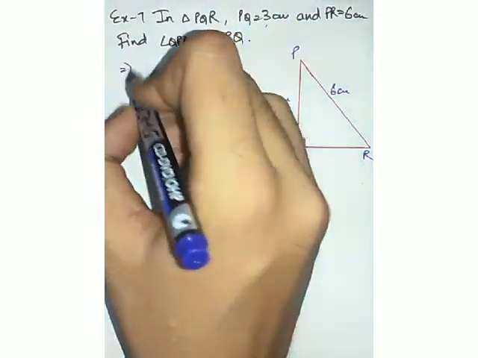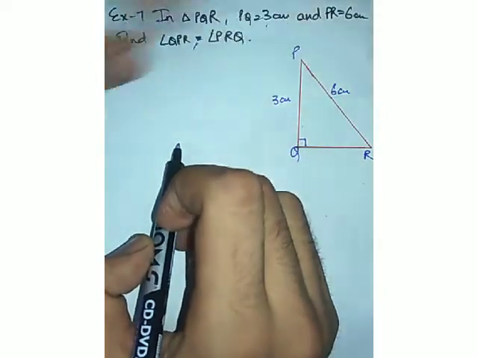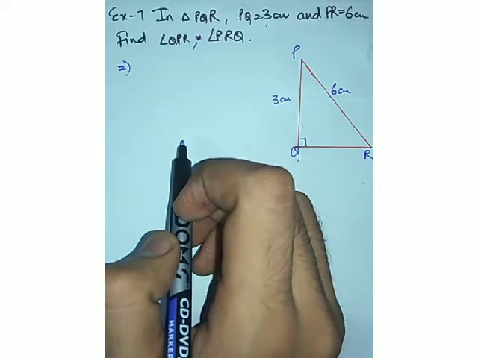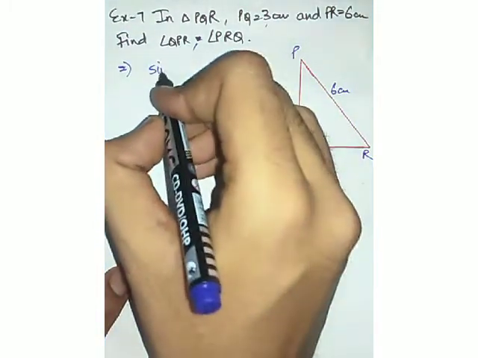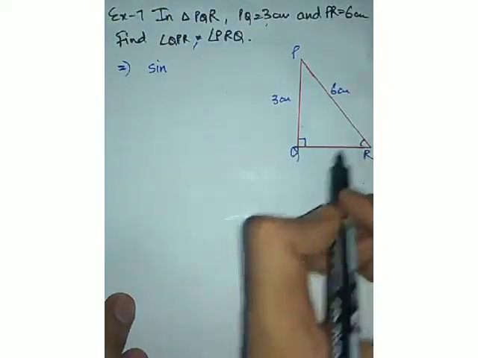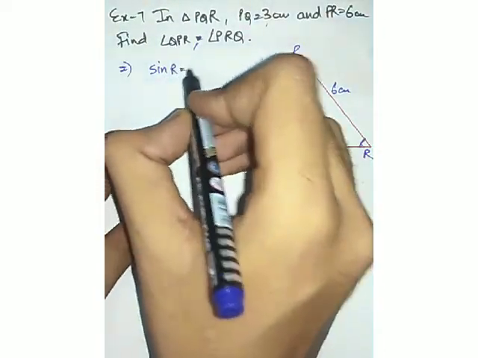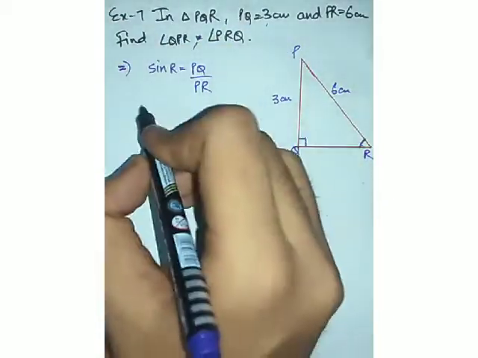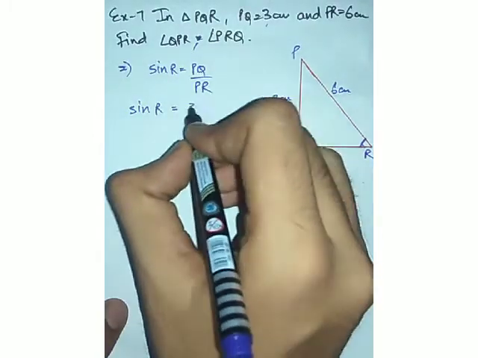Now again we are going to use the concept of trigonometric functions. Now you can see that hypotenuse and perpendicular are given. So firstly, without thinking, just choose the trigonometric function which includes hypotenuse and perpendicular, and that is none other than sine. So sine R, the angle under consideration is always R, not the right angle, okay? So sine R is equal to PQ upon PR because it's perpendicular over hypotenuse. So sine R will be equal to 3 upon 6.